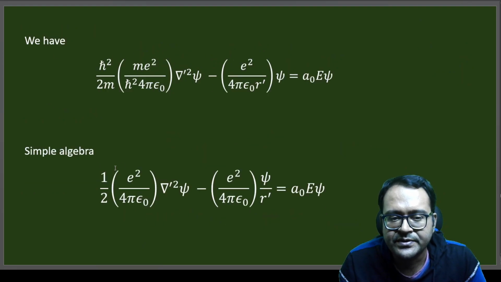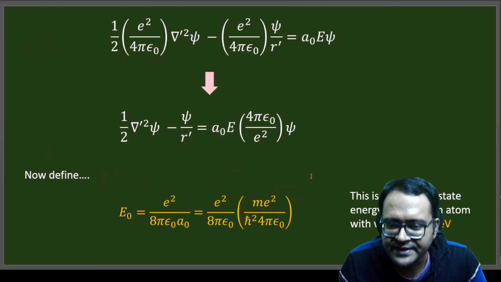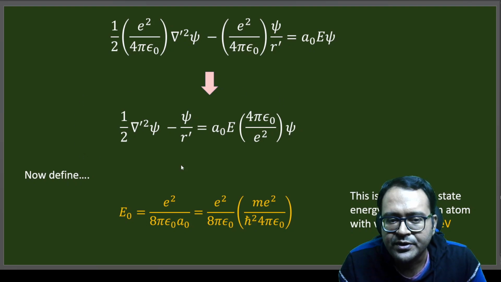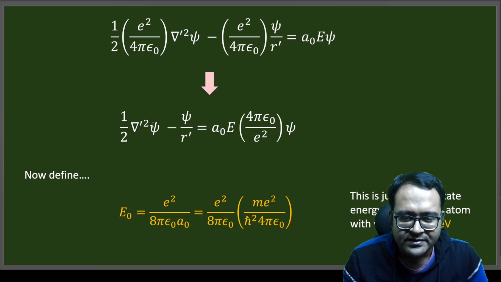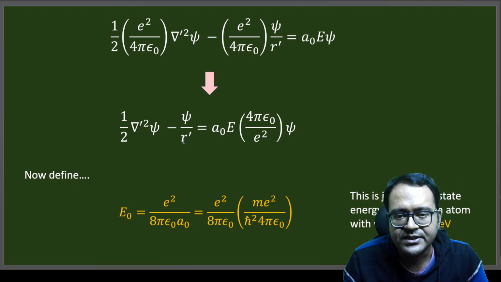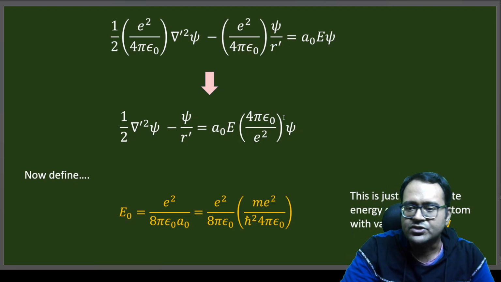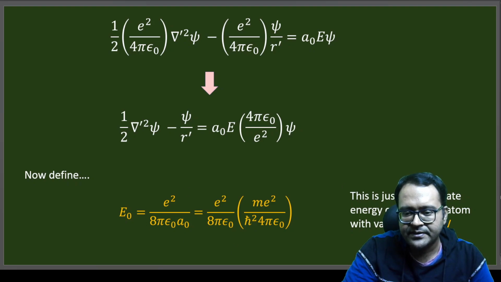So with this, you do simple algebra: h bar square by 2m, that h bar square by m, this cancels. So e square by 4 pi epsilon naught is a common term. You take this term to the right-hand side, so your equation becomes like this. We are almost done. Laplacian prime square psi minus psi by r prime is a naught 4 pi epsilon naught by e square into E psi.